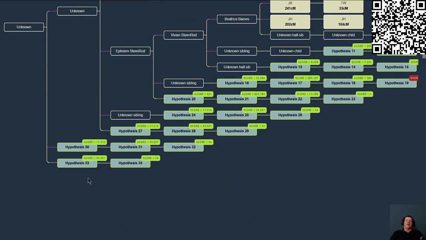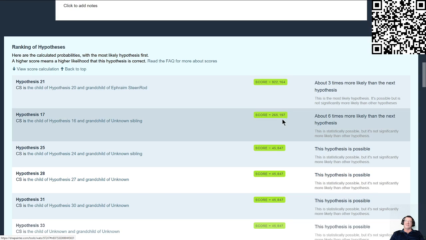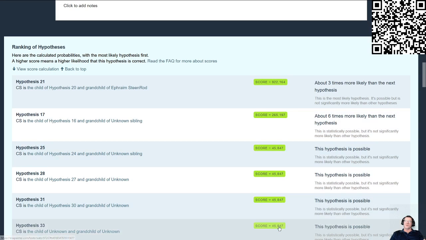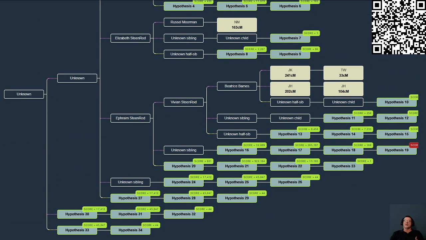But on this, 45,000 is my 3rd biggest number, and this 45,000 is also my 3rd biggest number. So when I look down here, that 922 is number 1. The correct answer was 265. 45, 45, 45, 45. I got a lot of 45s down in there before I get to the 32s.